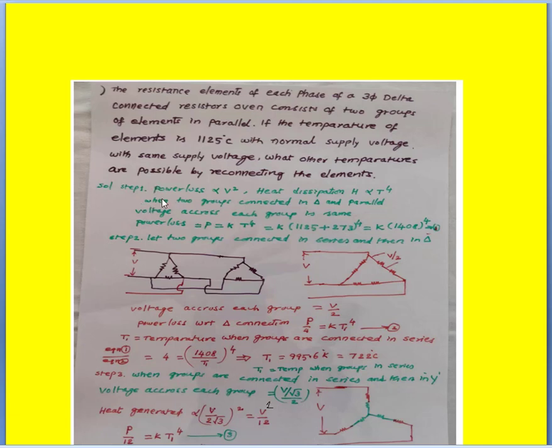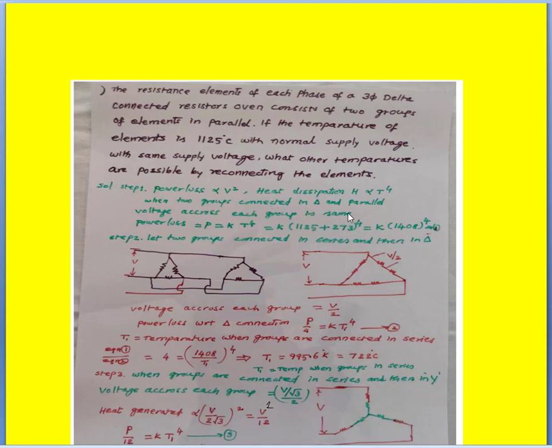So before we discuss this problem, first of all we have to consider Stefan's heat dissipation formula. So from that we can say the power loss is directly proportional to voltage square, and heat dissipation H is directly proportional to temperature to the power of 4. This temperature is in degrees Kelvin.